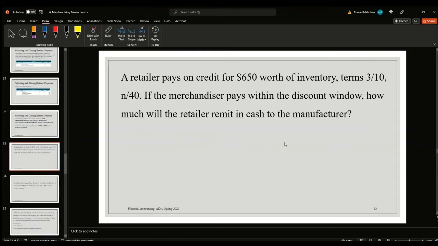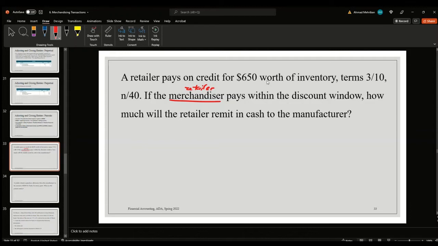Okay, now I hope that you've already completed it or at least given it a shot. Let's try to solve it together. What it says, a retailer pays on credit for $650 worth of inventory. The terms are clear, 3% if paid within 10 days, and if not, so after the 10th day, within 40 days, you have to pay the full amount. The retailer must pay the full amount. If the merchandiser, meaning the retailer, again, don't forget this is the same word, retailer, pays within the discount window, how much will the retailer remit in cash to the manufacturer?